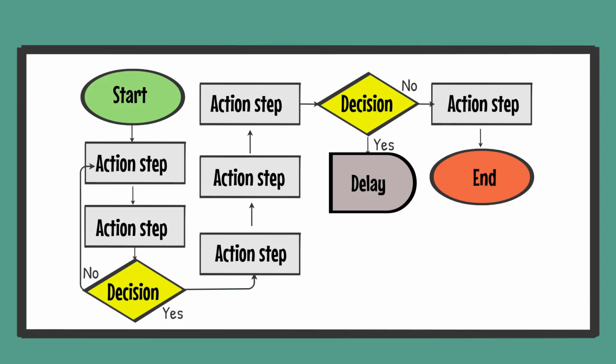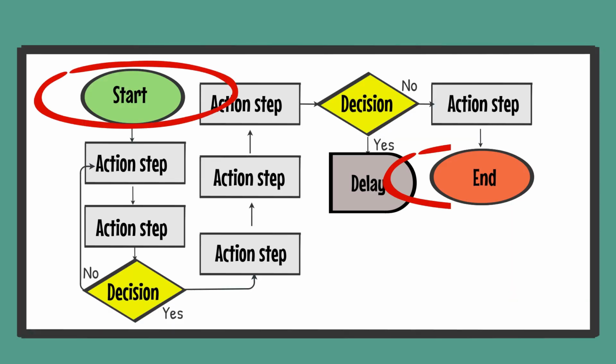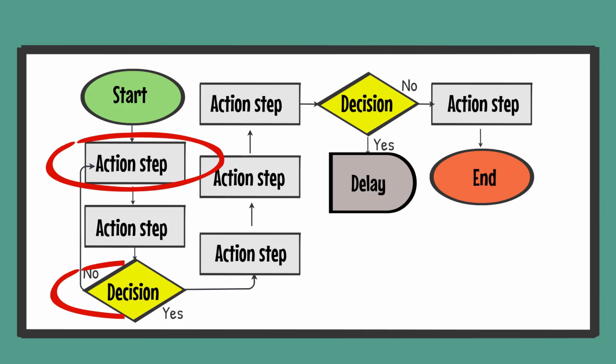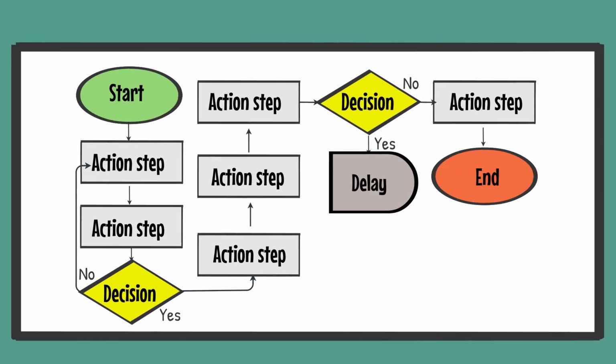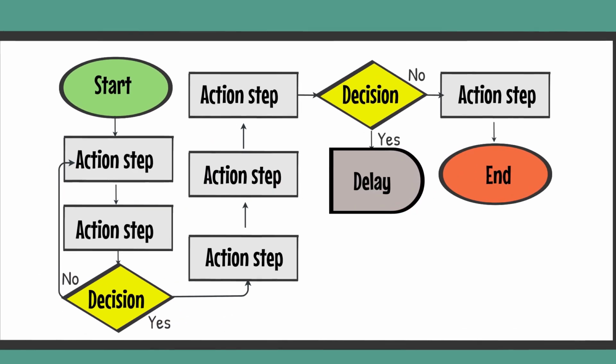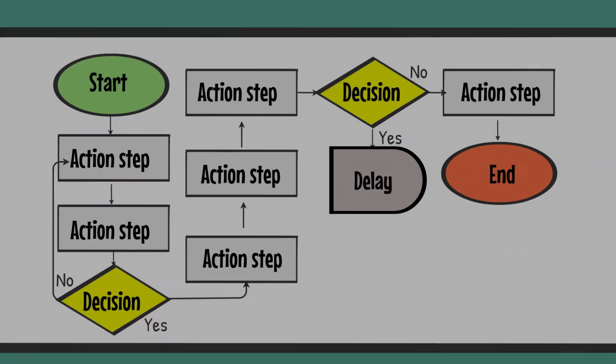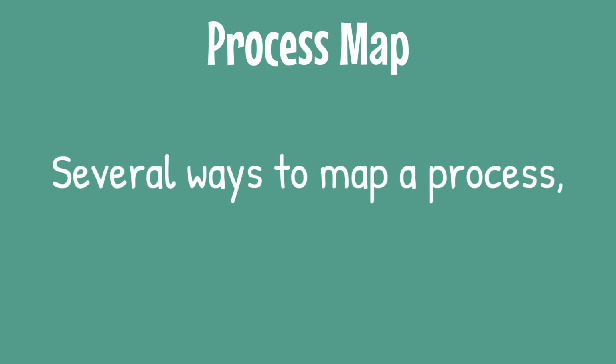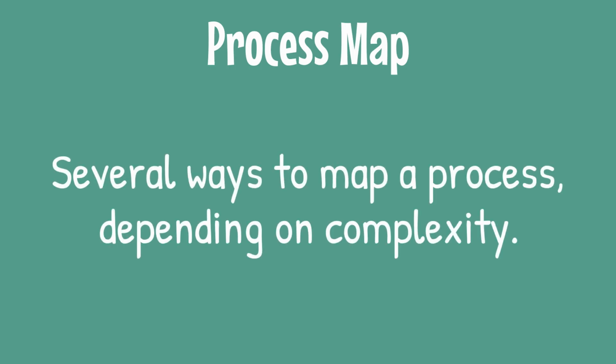Process maps are visual tools that help teams understand how work actually flows, from start to finish. They show the steps, decisions, handoffs, and delays that shape outcomes. And they create a shared picture of the system that everyone can see and improve together. There are several ways to map a process, depending on how much complexity you want to capture.